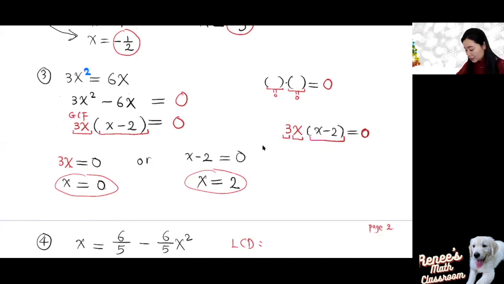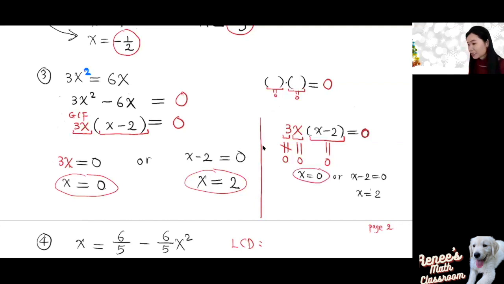However, the 3 says, I'm innocent. I'm 3, I'm not 0, okay? So he's proven innocent. 3 is not 0, so he can go home. He didn't do it. The only possibility is either x equals 0 or x minus 2 equals 0. And you will get the same x equals 0, or x minus 2 equals 0. So we have x equals 0 or x equals 2, the same conclusion, same solutions. Notice that when you factor, if this constant here is not 0, then you can exclude it. Just concentrate on those factors that have x.